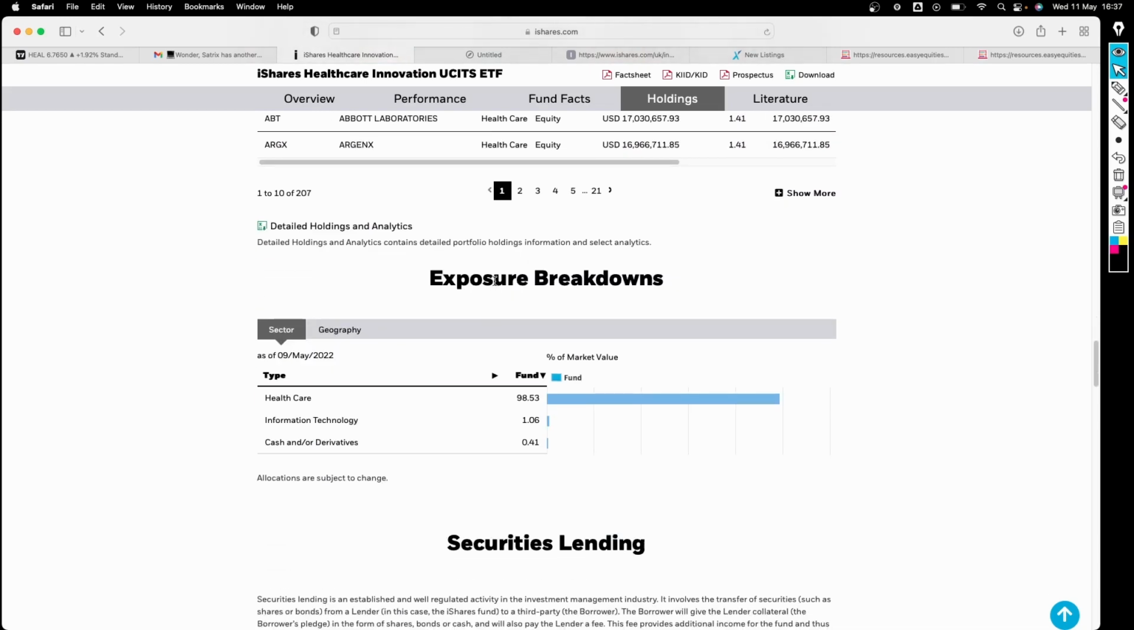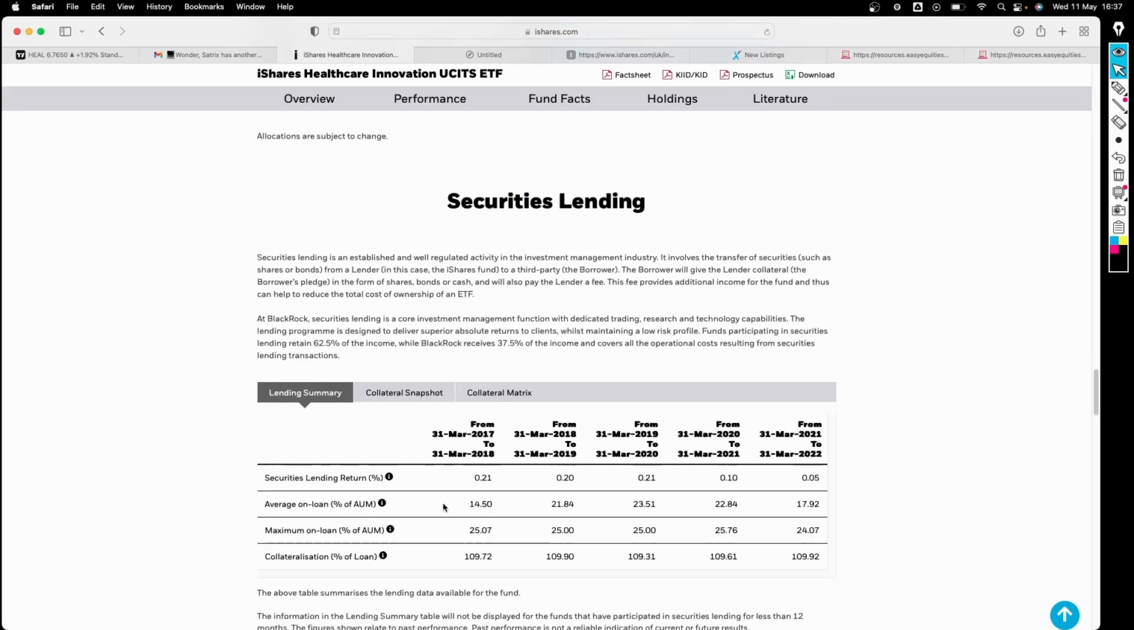Then when you look at the exposure breakdown of this ETF, remember it is tracking the healthcare sector. That is why over 98% of the fund is in the healthcare sector, but it also has some bit of cash in different currencies. That is why it's sitting at 0.41% there, right? Then they mentioned that there's a bit of IT. Remember, some of these companies need software for the instrument or for whatever purposes that they use.